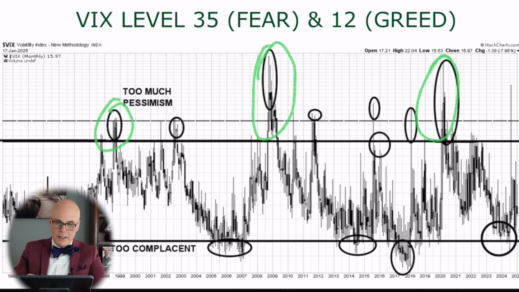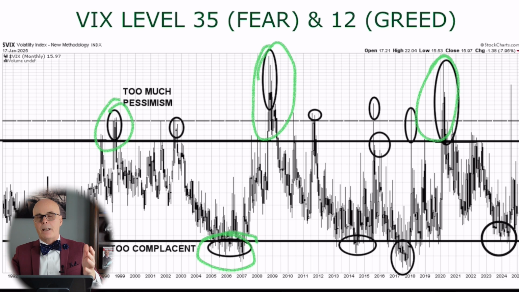Now we're going to look at extremes of confidence. When premiums are very, very low, that means investors feel confident about the market. Option writers are charging less because there's less to be worried about on the market. So we can see a great example here coming into the 2008 crash where premiums went very low. In other words, the VIX, or the fear level, was very, very complacent. And that gave us a signal that something was about to change.